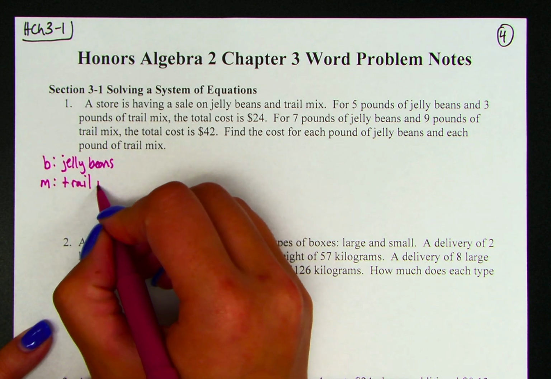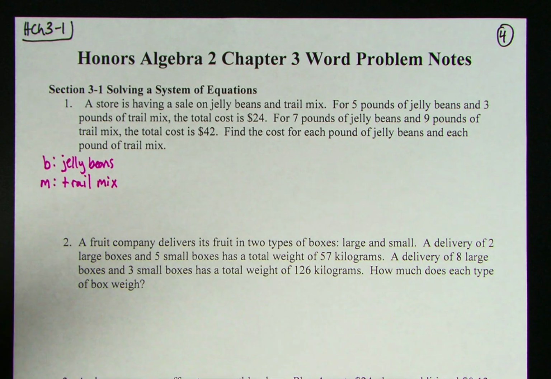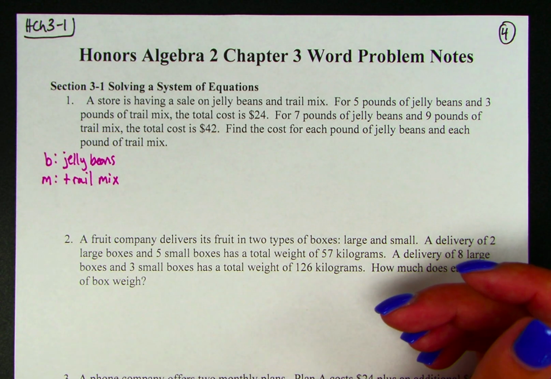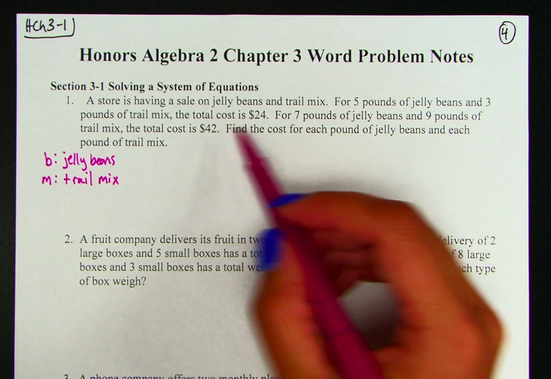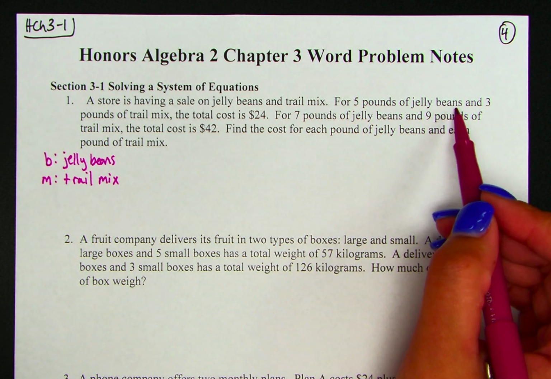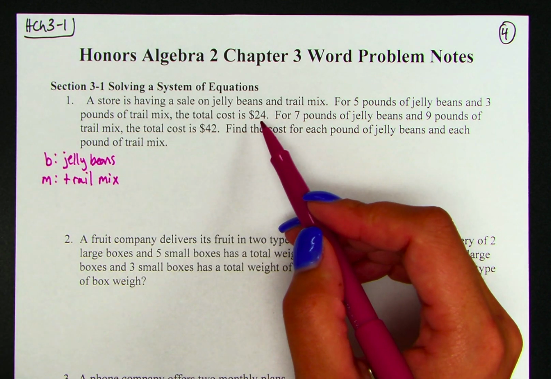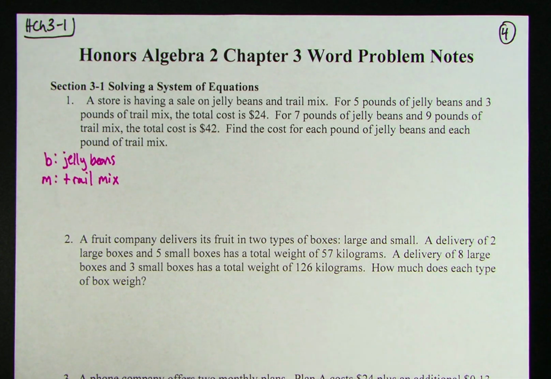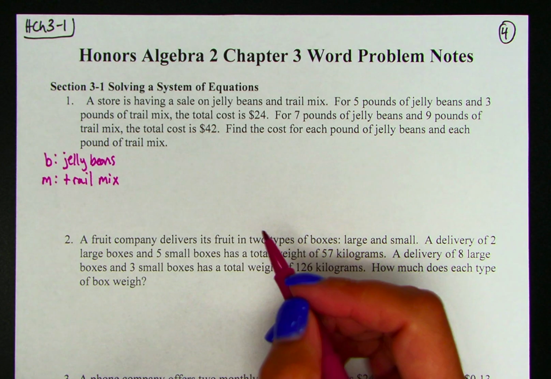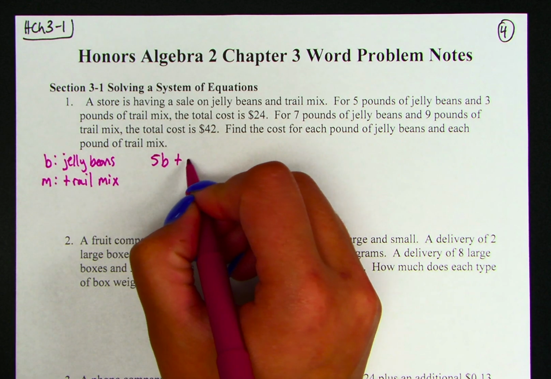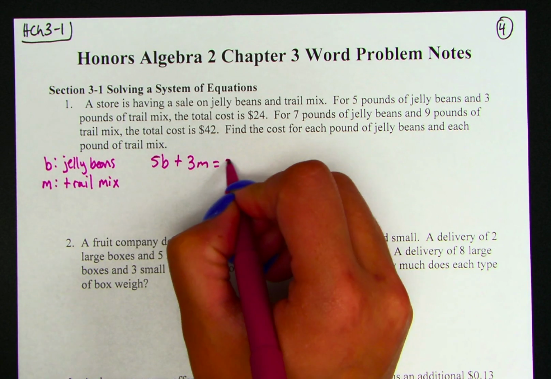Now we can use whatever variables we want. So if you want to just use X and Y, that's fine. Just make sure you are defining what your variables mean. And now we're just going to use the information in the problem to set up a system. All right, so here we have 5 pounds of jelly beans and 3 pounds of trail mix has a total cost of $24. So I have to rewrite that into a mathematical equation. So I would have 5b plus 3m equals 24.